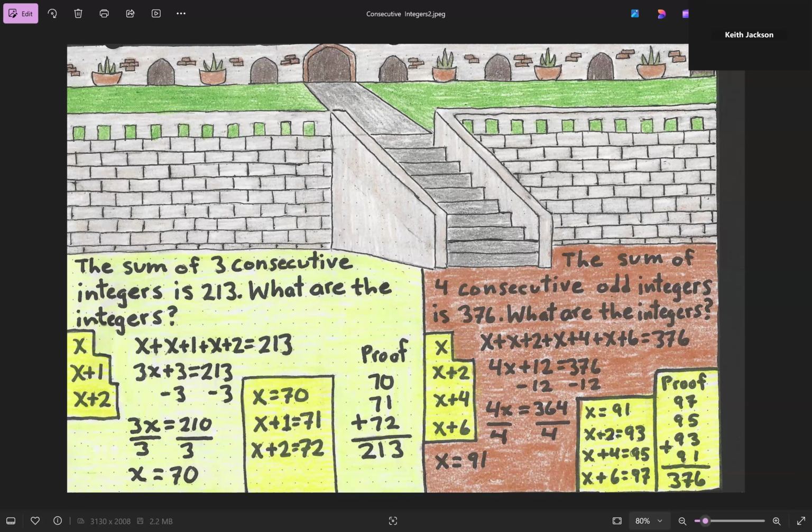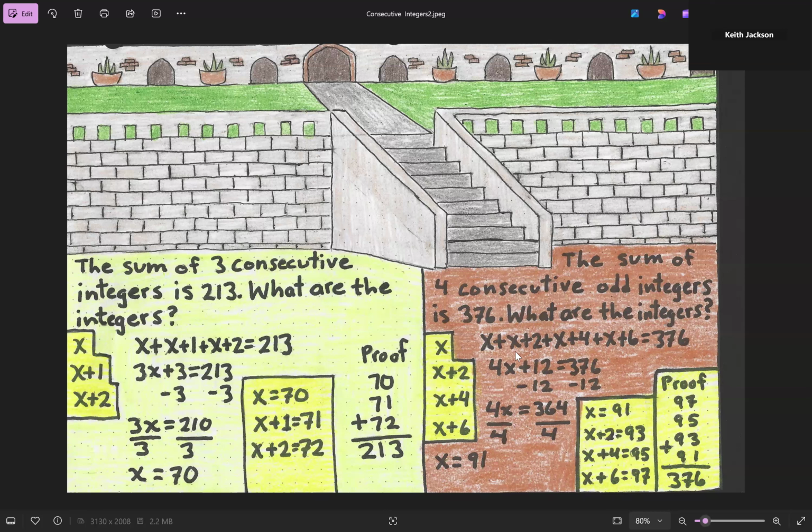Well, let's move on to our second big example in which the sum of four consecutive odd integers is 376. What are the integers? We're going to line it up this way, and it works the same way for consecutive even integers as well. So let x be our first number, x plus 2 be our second number, x plus 4 will be our third number, and x plus 6 will be our fourth number, because this question is dealing with four consecutive odd integers.